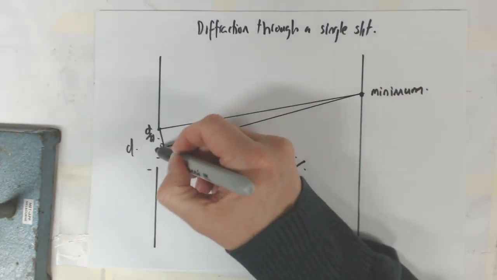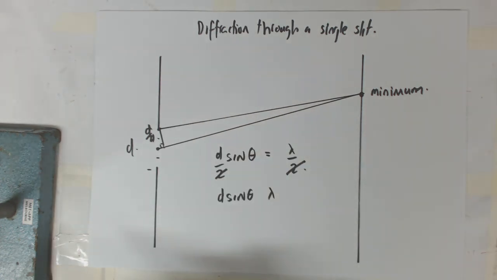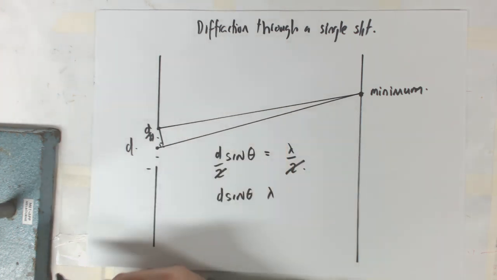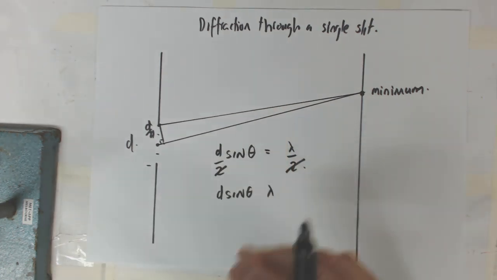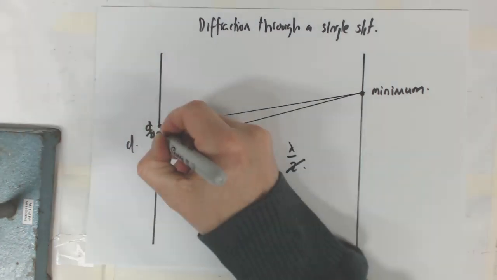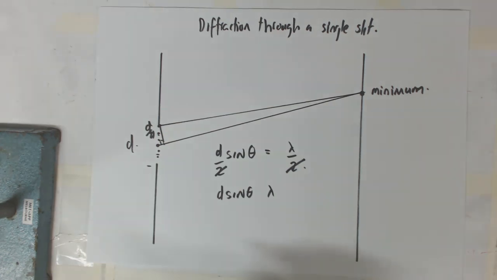Now I just took 2 points half a slit width apart, but I could do that for an infinite number of pairs of points in that gap, and it would always hold true. So I could take a pair here to here, or here to here. You see what I'm saying?